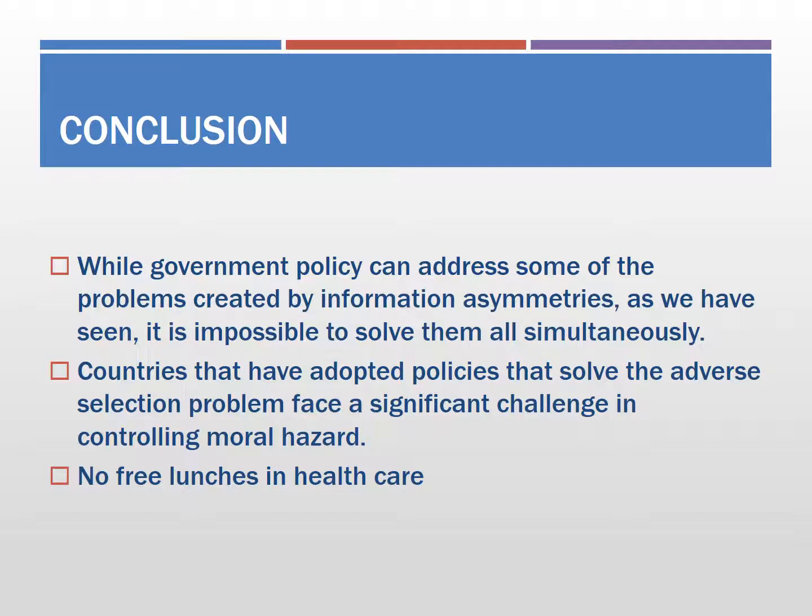Coming to the conclusions of this chapter, the government has a lot of policy options that they can choose to address some of the problems created by information asymmetries in the markets of healthcare or insurance. As we have seen, it's almost impossible to solve every single problem simultaneously. Countries that have adopted policies that solve the adverse selection problem face a significant challenge in controlling moral hazard.